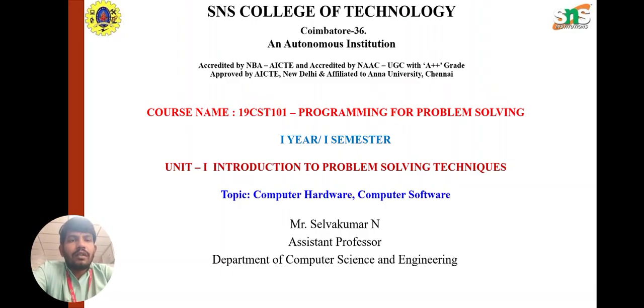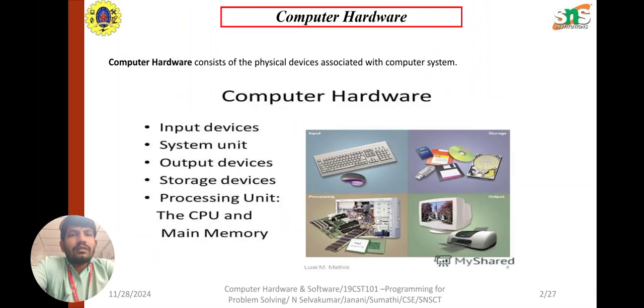Now I'm going to tell about computer hardware and computer software in detail in problem solving techniques. First of all, what is computer hardware? Computer hardware consists of physical devices associated with the computer systems. Below, I mentioned some computer hardware like input devices, system unit, output devices, storage devices, the processing unit, CPU, and the main memory. These are the basic computer hardware used in the real world.